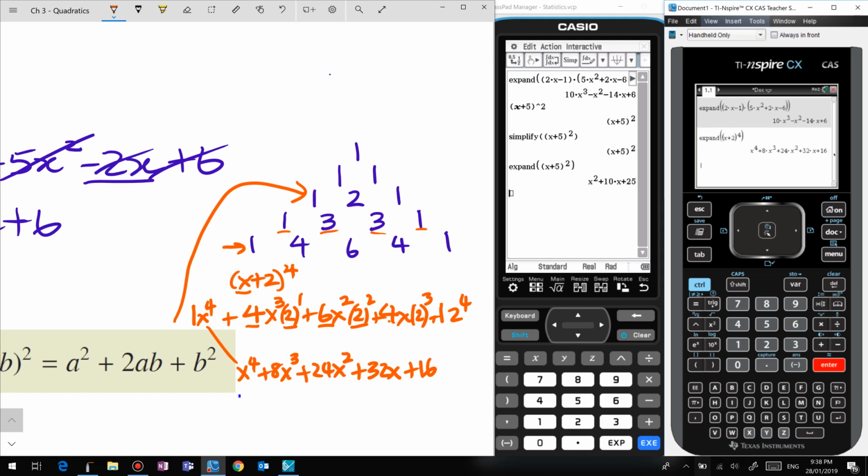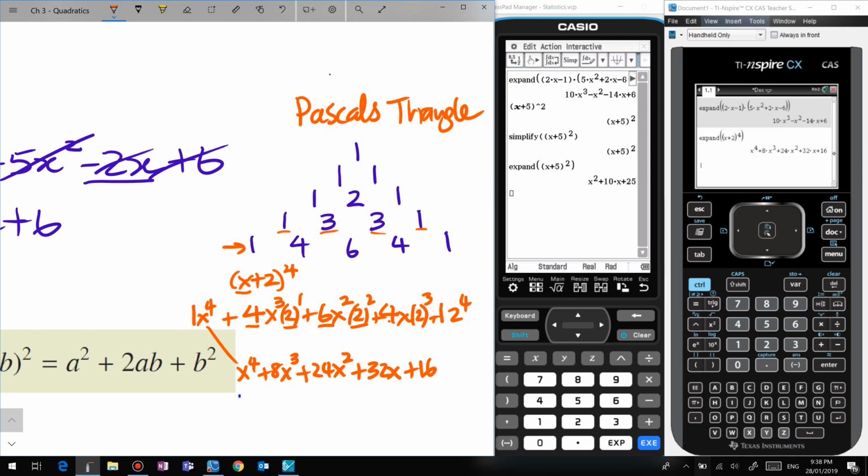So, I forgot to tell you, it's because I've explained this to most kids in the class. Pascal's triangle, you can see it starts to create a triangle. Where do the numbers in each level come from?